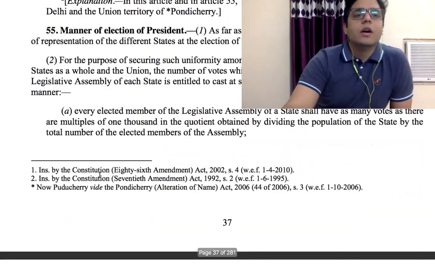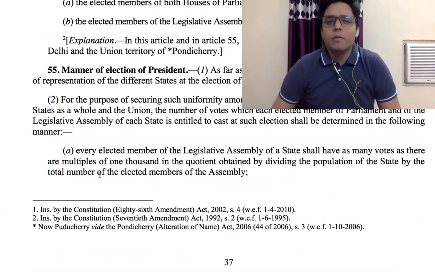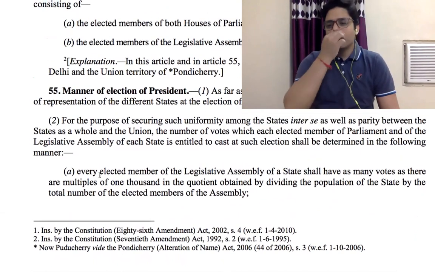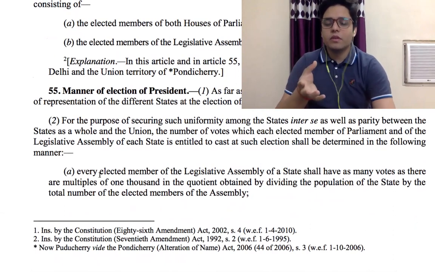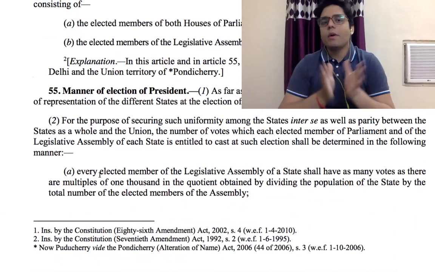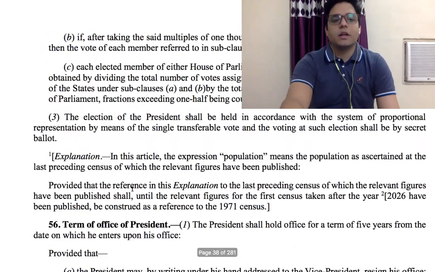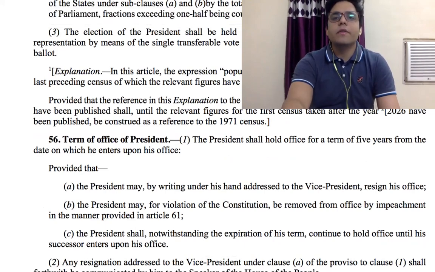Okay. So what we need to remember is Article 55 tells you about the manner of election of the president. It provides the formula to decide the value of the votes of members of the state legislative assembly, and how parity has to be reached between the votes of the Parliament and the votes of the state legislative assemblies. Okay, so this is what we get from Article 55.